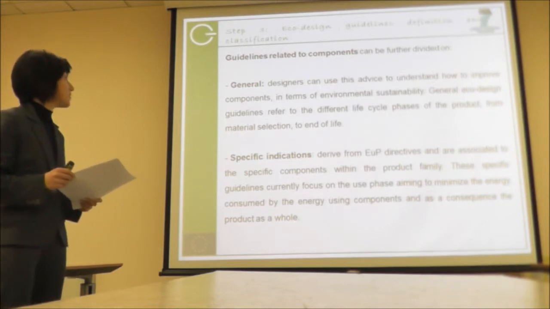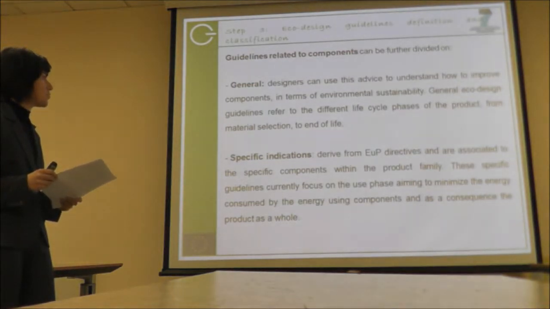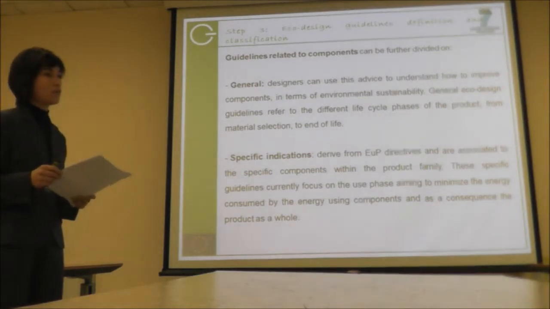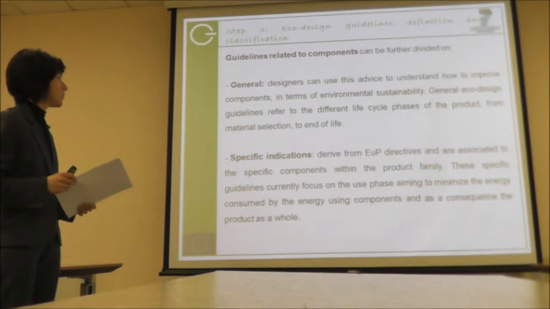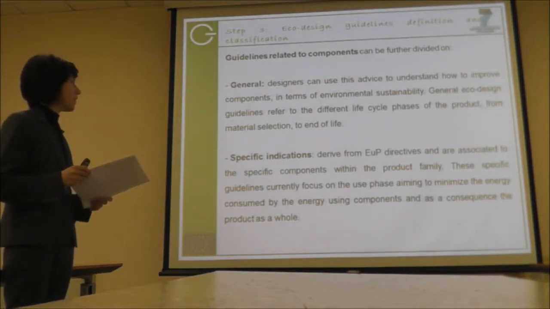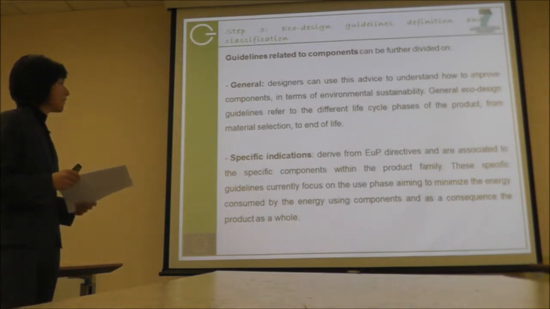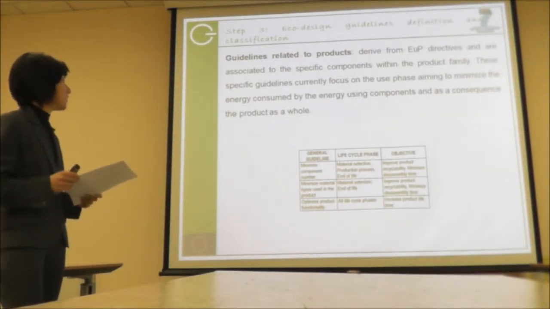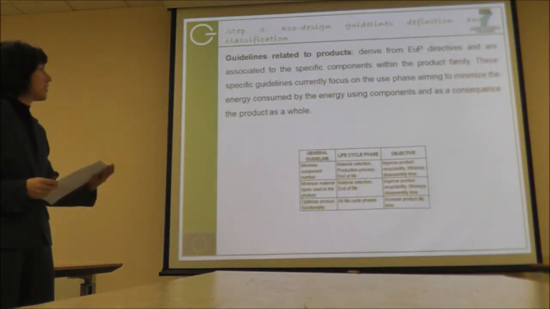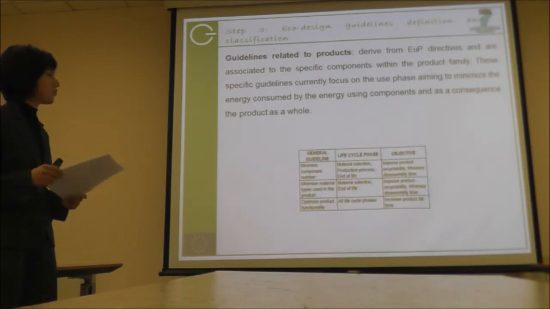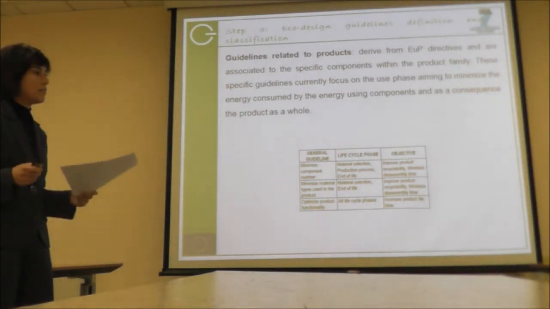The general guidelines provide suggestions useful to understand how designers can improve the product in terms of environmental sustainability. The specific guidelines derive from the EUP directive, and they are associated to specific component of a specific product family, while the guidelines related to products are general guidelines that provide indication that can be referred to the entire product.